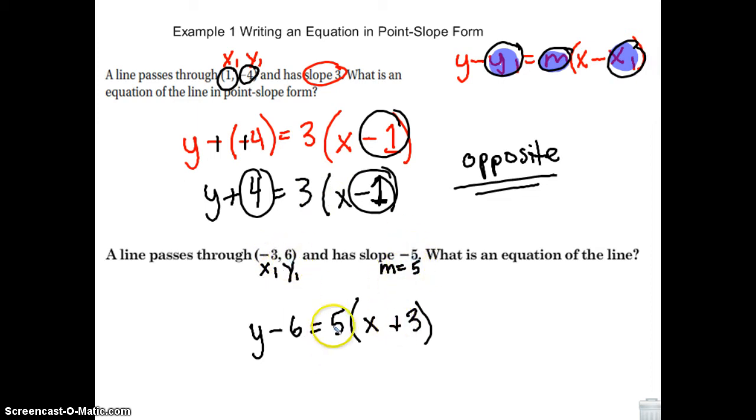So all I do, oops, I forgot that this is a negative 5, so I'm going to have to put a negative 5 right there. All I did was replace m. All I had to do is replace y1 here, and y1 was 6, so it's y minus 6.